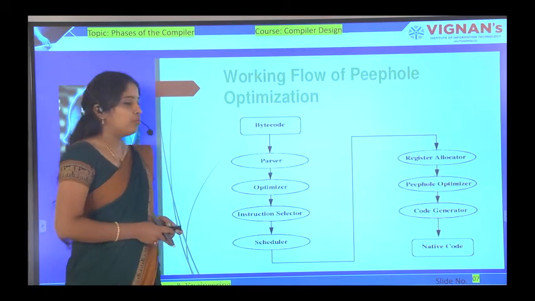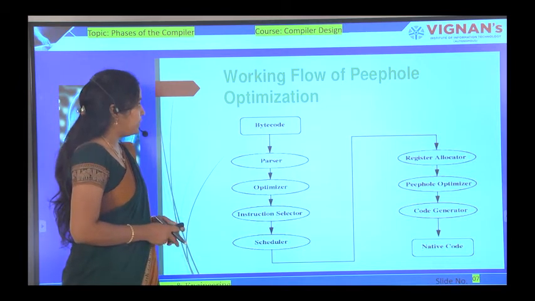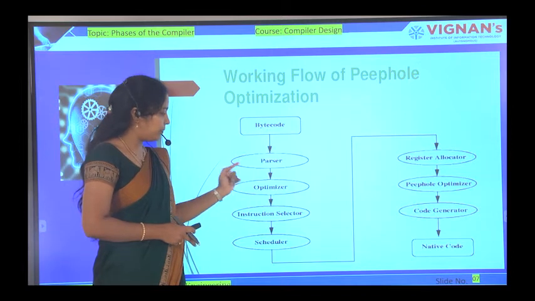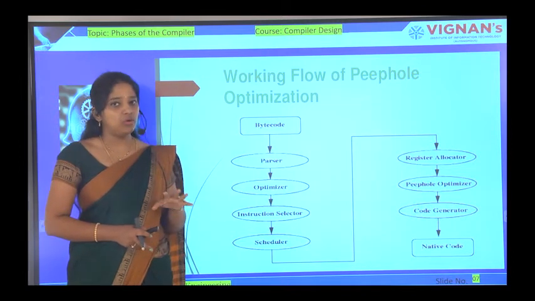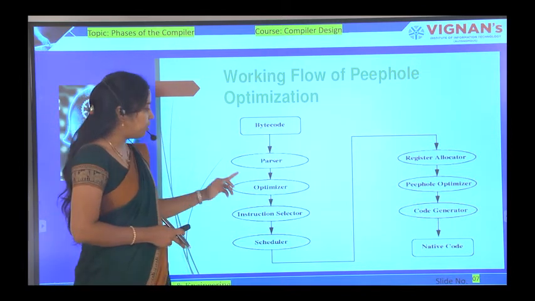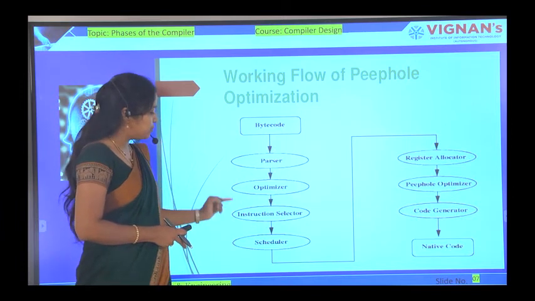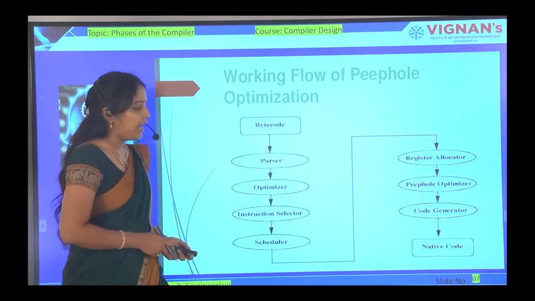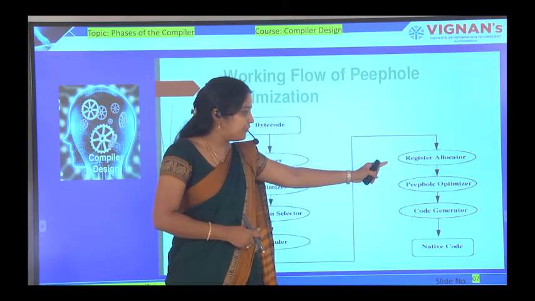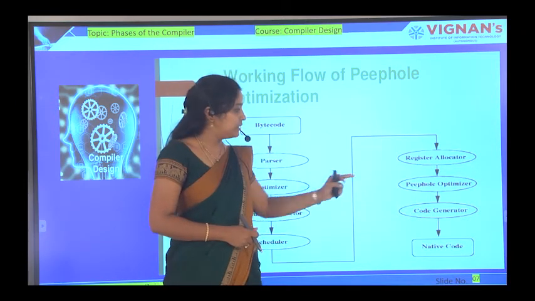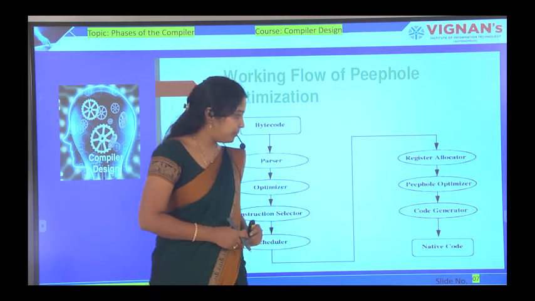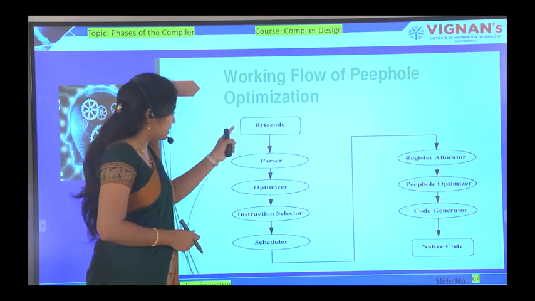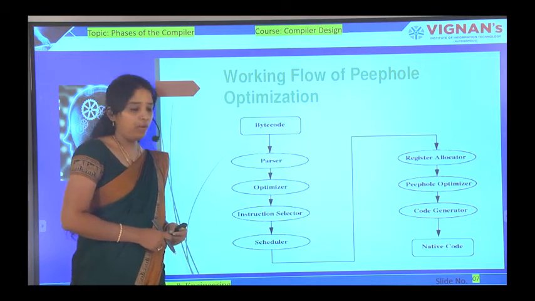Now, the working flow of peephole optimization. The bytecode will be given to the parser. After the parser we can do the optimizer. Later the instruction selector, then scheduler and register allocation will be done. After this peephole optimization will be done, then the code will be generated. This is the flow of peephole optimization.